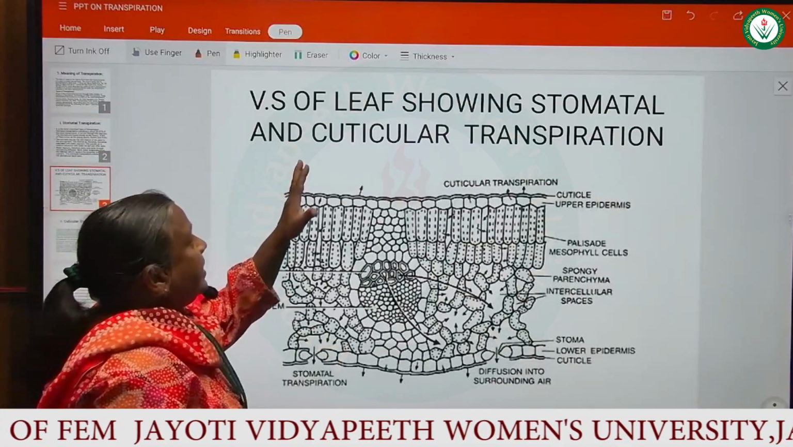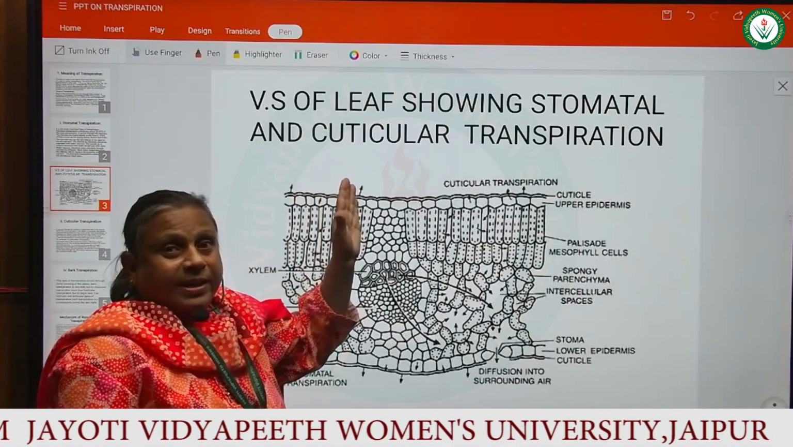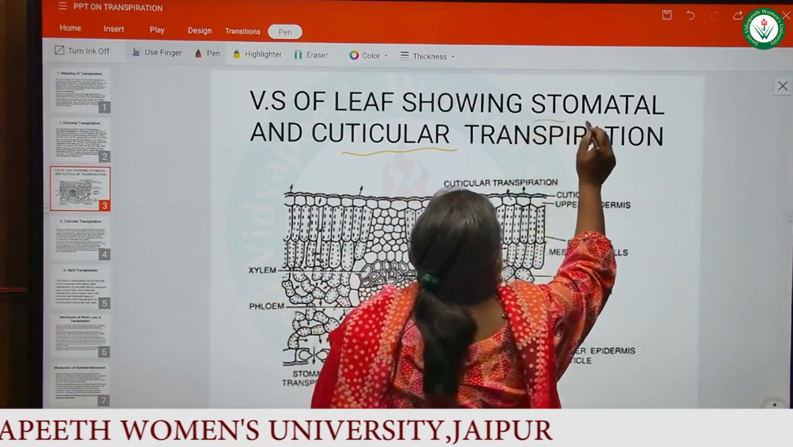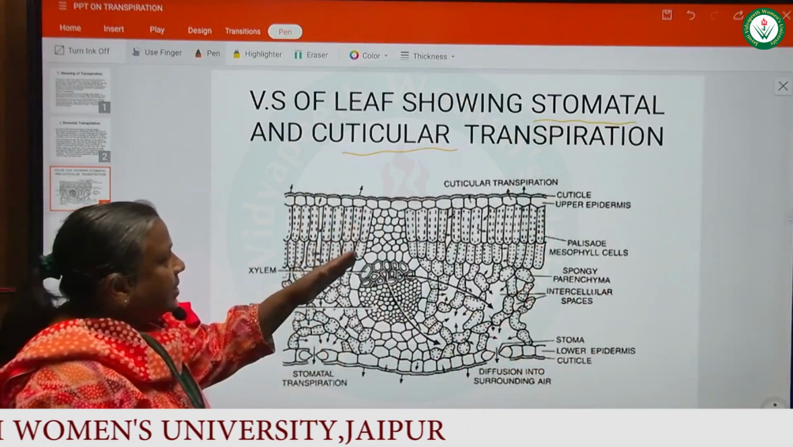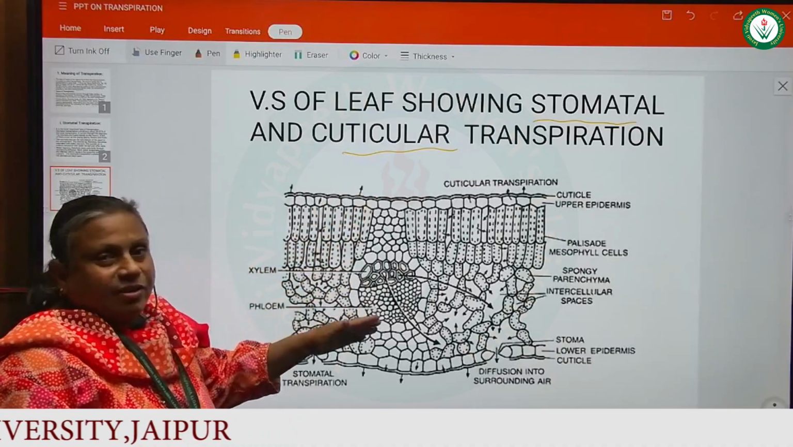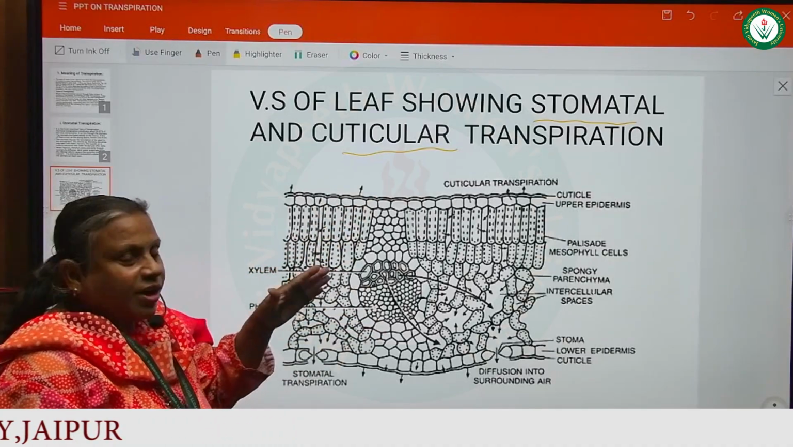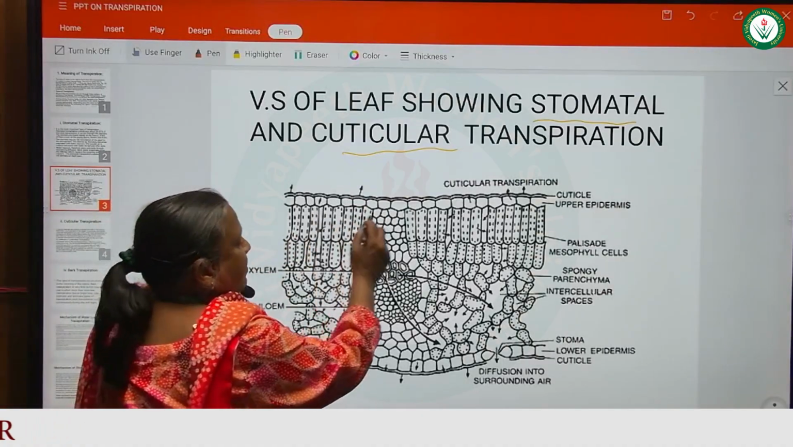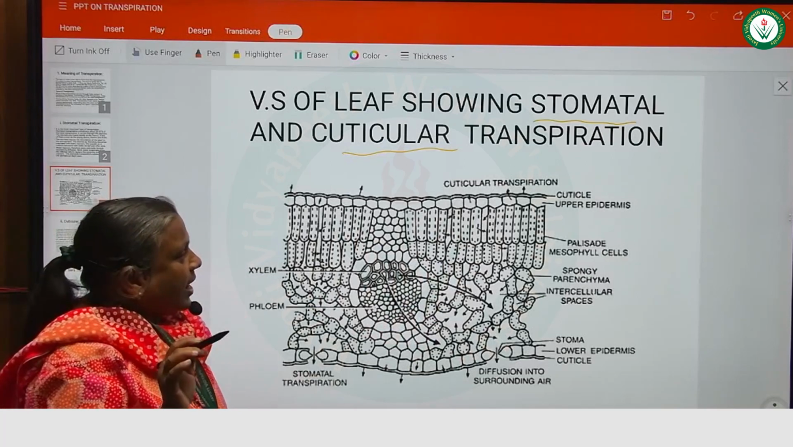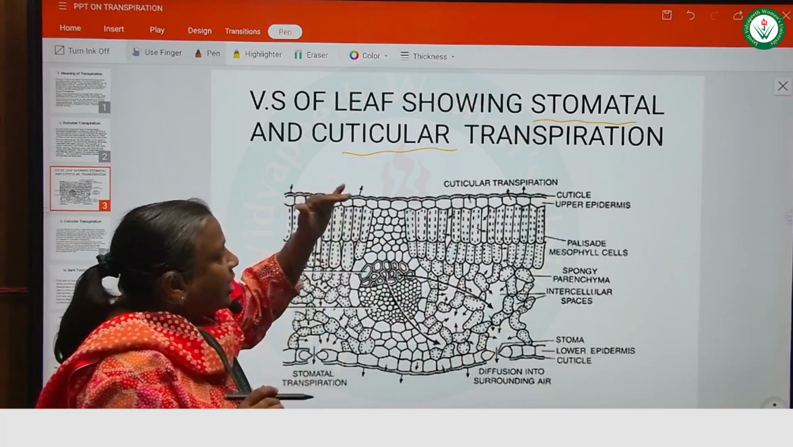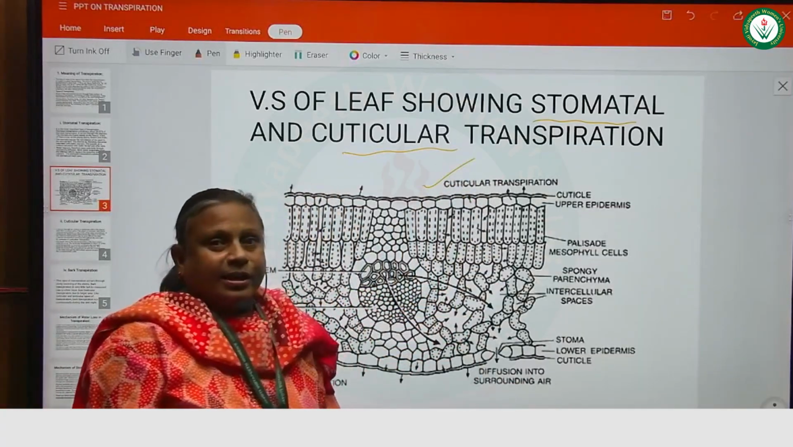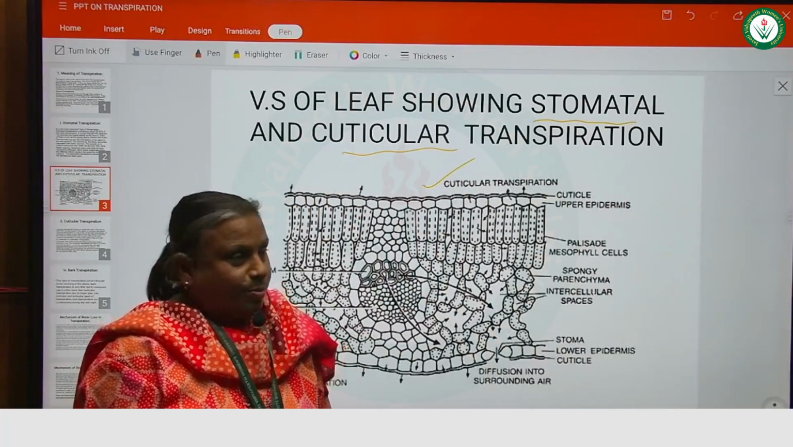Now see, this diagram is the vertical section of the leaf showing stomatal as well as cuticular transpiration. So this is the diagram of the leaf, and it shows the upper epidermis as well as the lower epidermis. What I mean to say, this upper epidermis and the lower epidermis, they are covered by a thick cuticle, and so the transpiration process also occurs through the cuticle. Then it is called as cuticular transpiration.